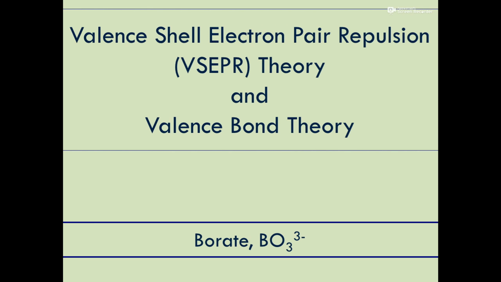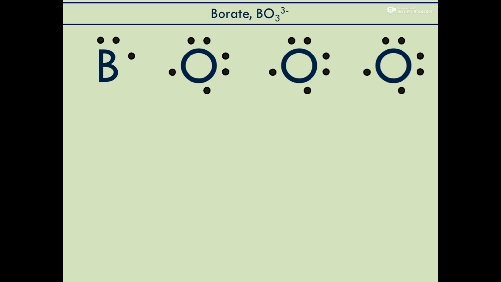Valence shell electron-pair repulsion theory and valence bond theory for borate. And this is an example of an exception to the octet rule. You start off by reading the chemical formula for borate. Borate is composed of 1 boron atom and 3 oxygen atoms, and this is a polyatomic anion with a negative charge of 3, so it has an excess of 3 electrons.